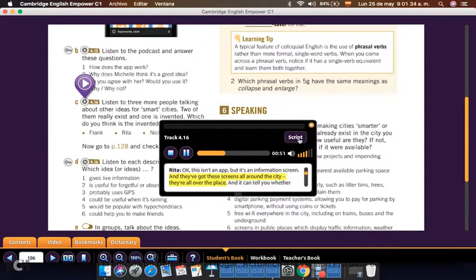Okay, this isn't an app, but it's an information screen. And they've got these screens all around the city. They're all over the place. And it can tell you whether your health is okay, which is really useful, especially for elderly people. So you press this panel here, and it reads your blood pressure and your body mass index, blood sugar level, pulse, all those things. And it also tells you how stressed you are. It reads the whole thing just from contact with your finger. It's a touch screen. It's amazing.